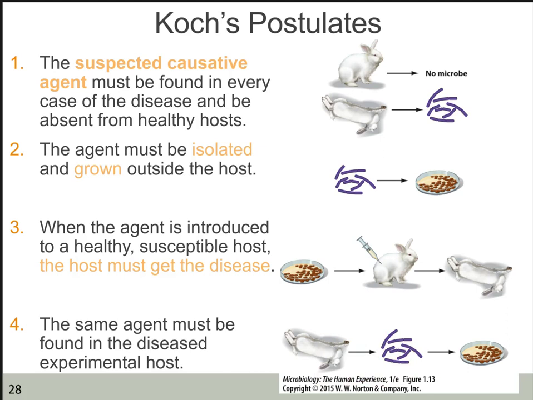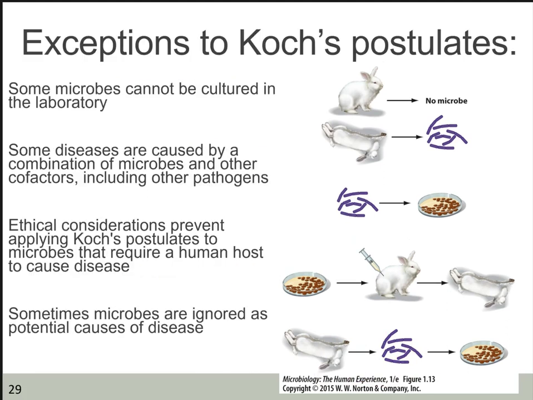Now, I present these as though they're definitive, but they aren't. There are exceptions to Koch's postulates. So, for example, some microbes can't be cultured in the laboratory, so you would not be able to recover these and grow them in vitro. Some diseases are caused by a combination of microbes and other cofactors, including other pathogens. In that particular case, because in Koch's postulates you need to isolate one particular microbe, you would not be able to satisfy Koch's postulates with those microbes.